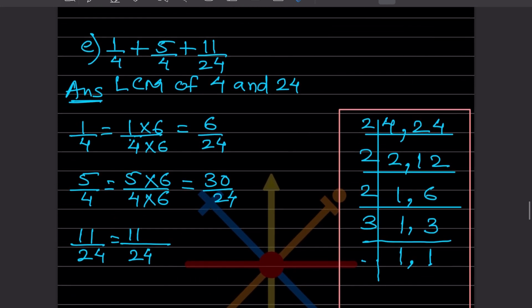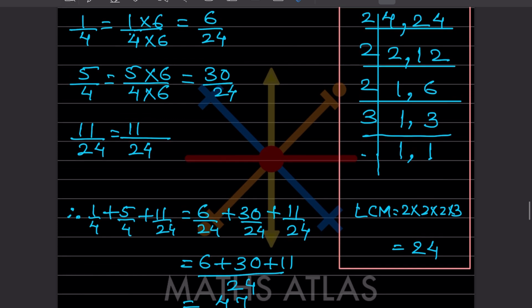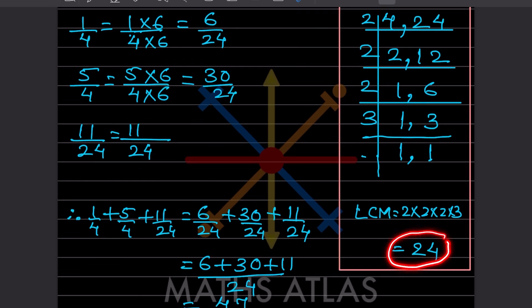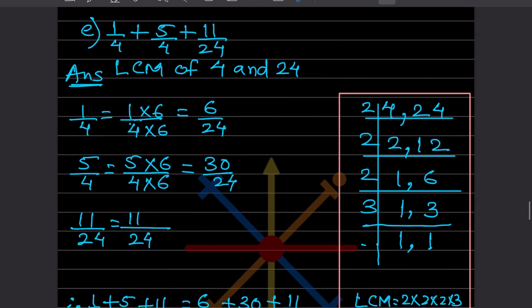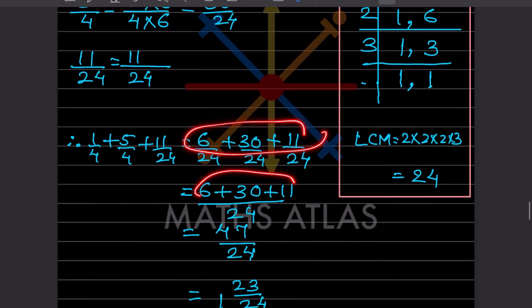The next number is also the same, 4, 4, 24. But now, as I told you previously, whenever the numbers are repeating, you just have to take it once and take the LCM. So here we have taken just 4 and 24. The LCM remains the same. You don't have to repeat that number. So 24. Again, the method is the same. So you got 47, and 47 by 24 is an improper fraction. So we have to make it to a mixed fraction.